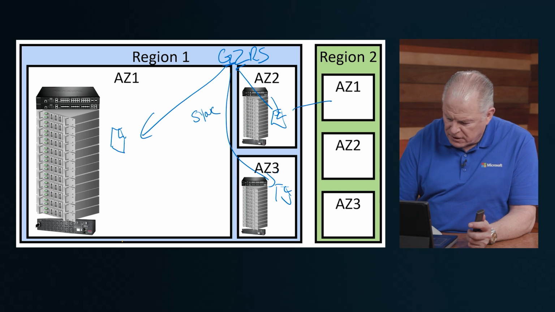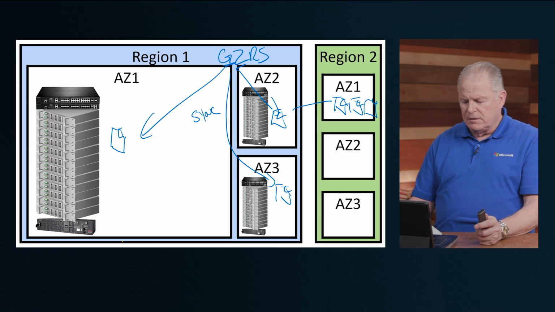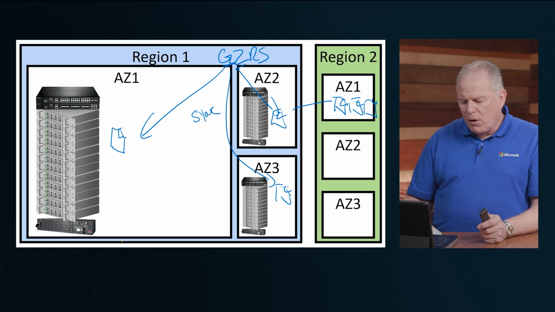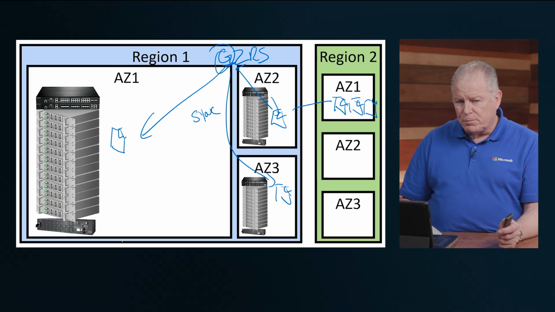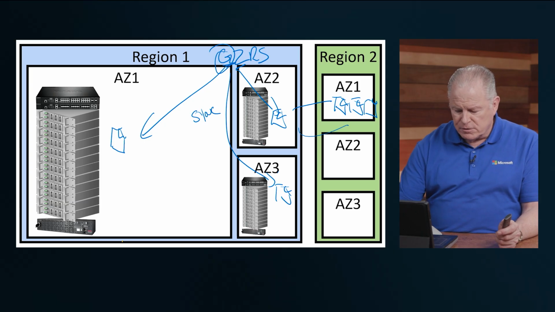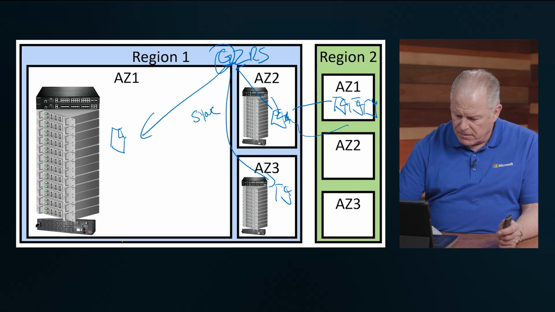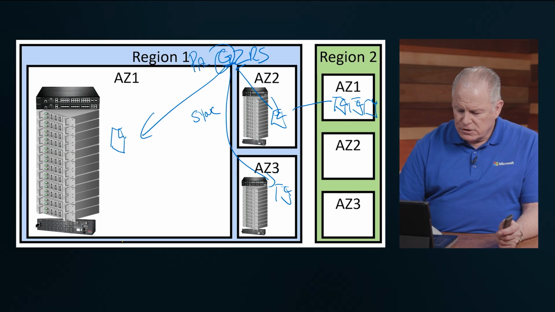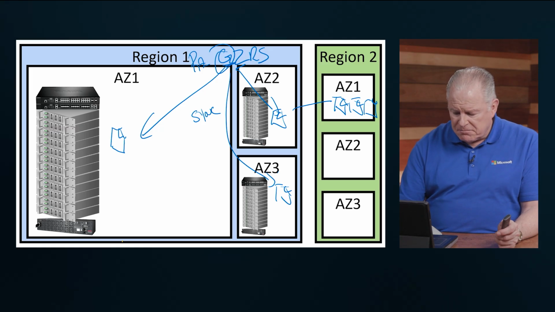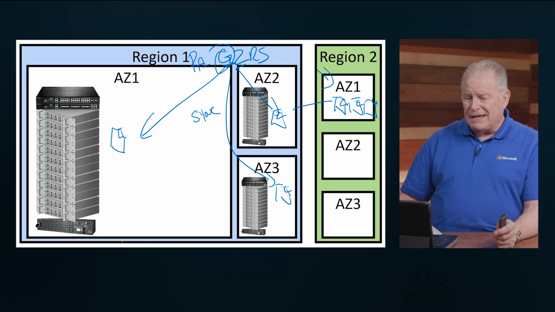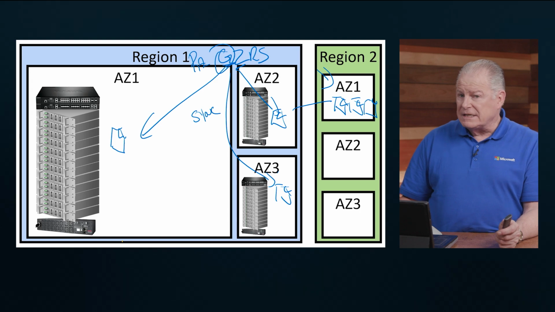But it copies the 3 copies to a locally redundant storage in the region pair you're dealing with. Now, both GRS and GZRS also provide read access. So you're going to get an RA-GRS. And so now what it does is it makes that second copy in the region pair read accessible.